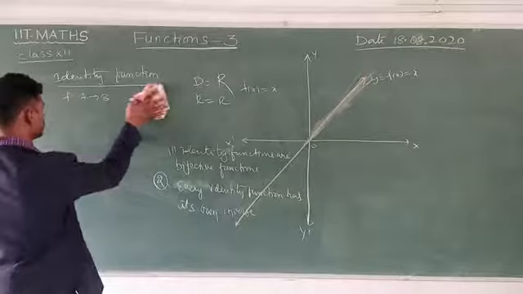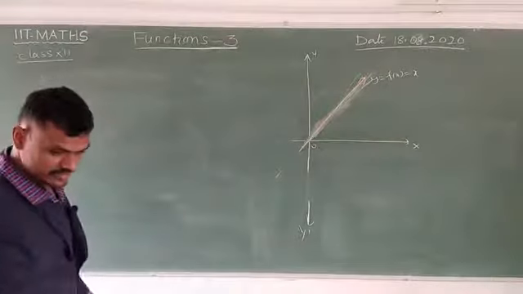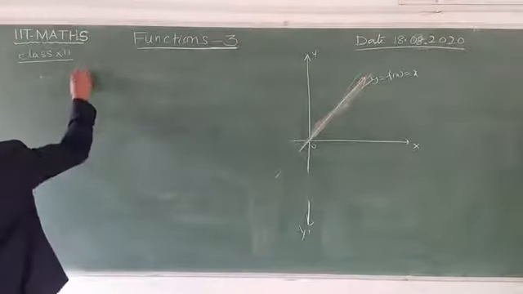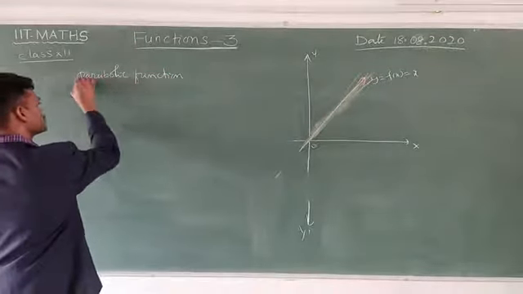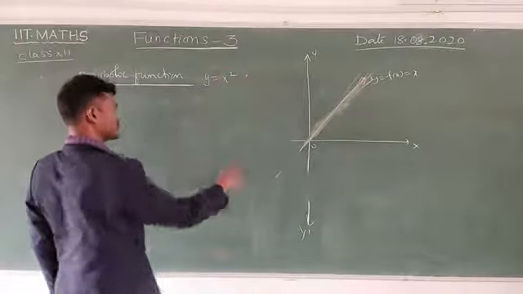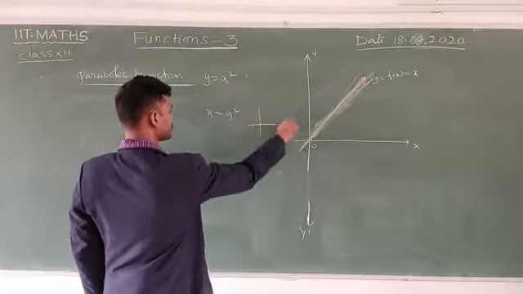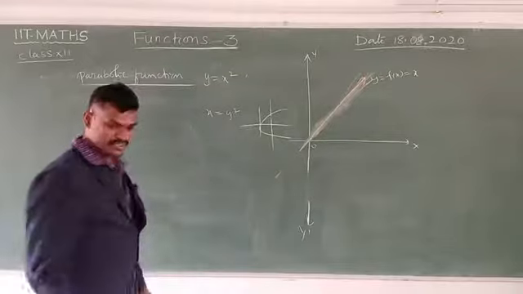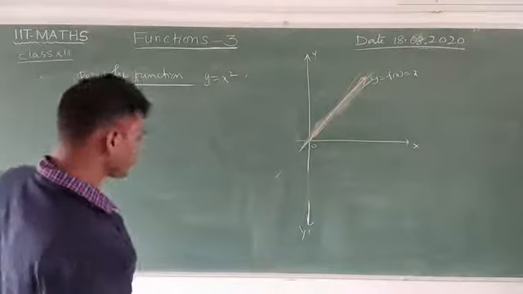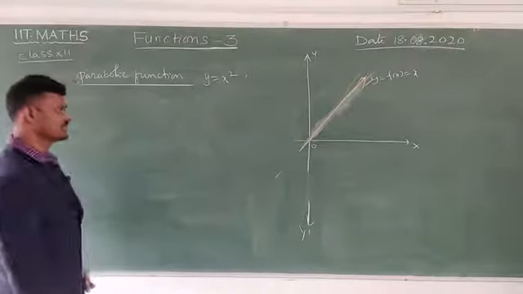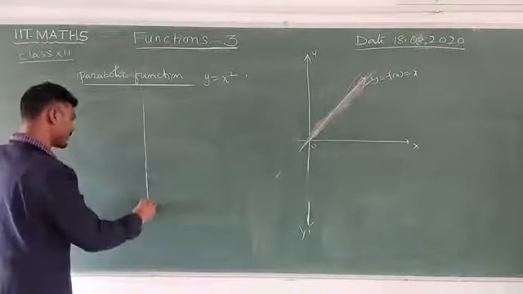Now parabolic function. See here, next one. Parabolic function. See here, y is equal to x square is a parabolic function. x is equal to y square is not a function. Why? Because if you take the graph, it intersects at 2 points. That's why this is not a function. Now see here, this is a parabolic function. f mapping from R to R is said to be a parabolic function if f of x is equal to y is equal to x square. This is called the parabolic function.